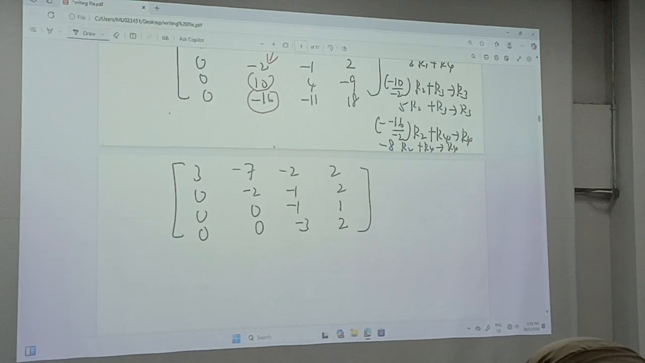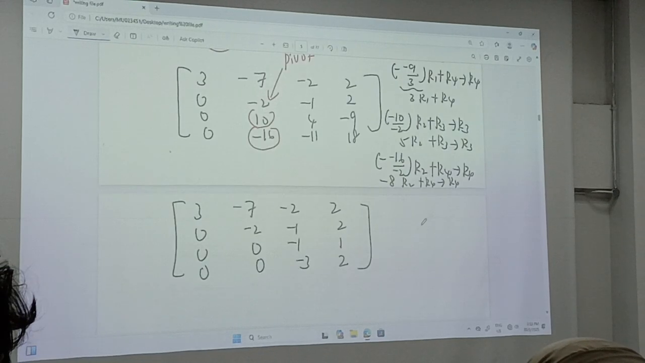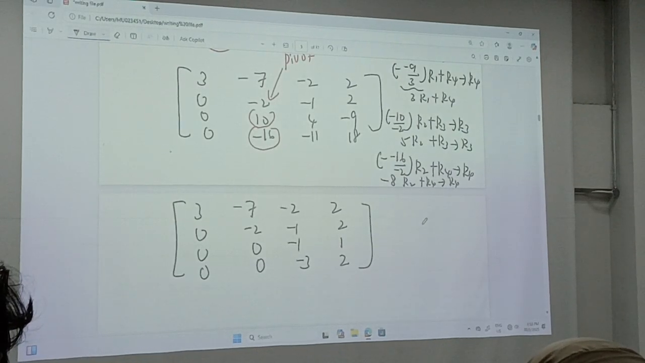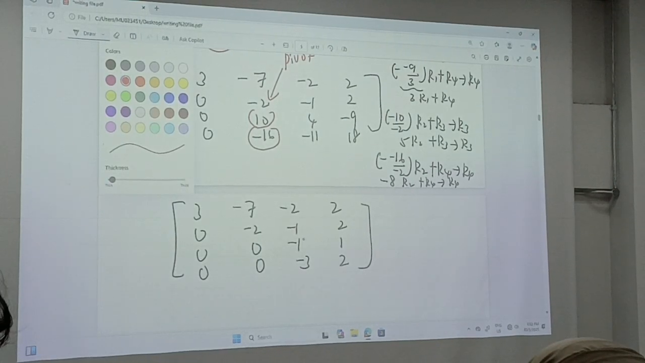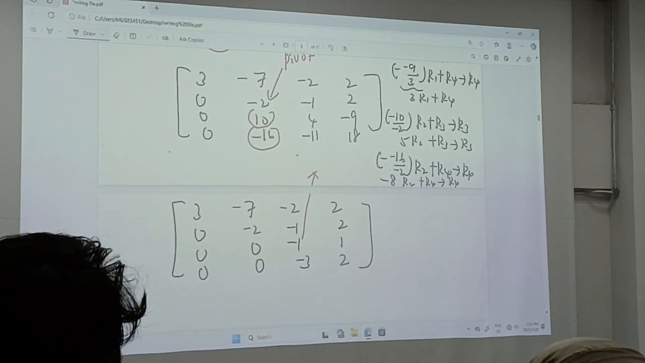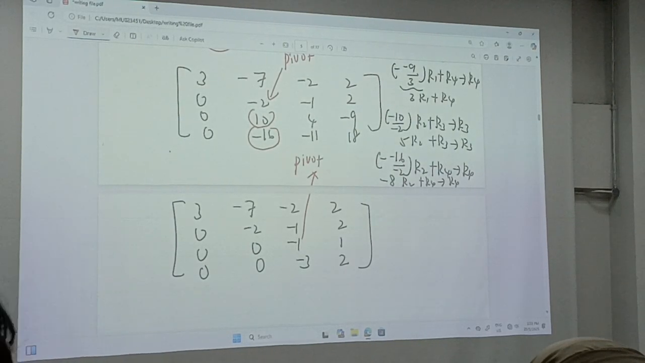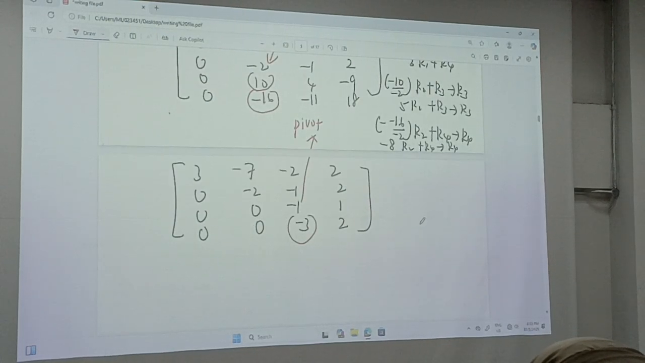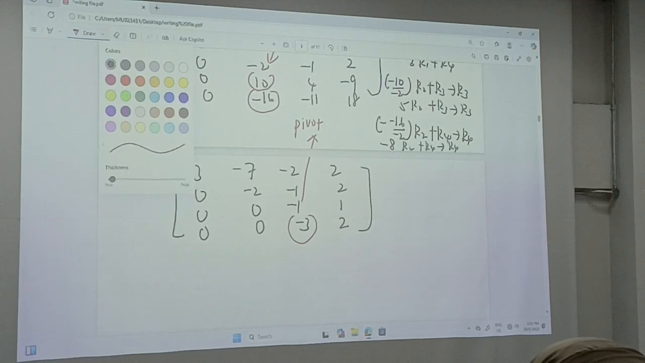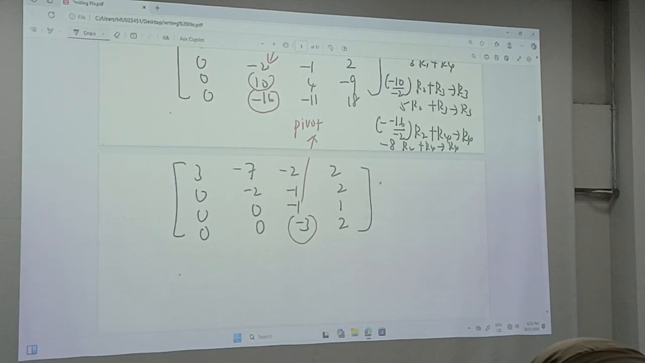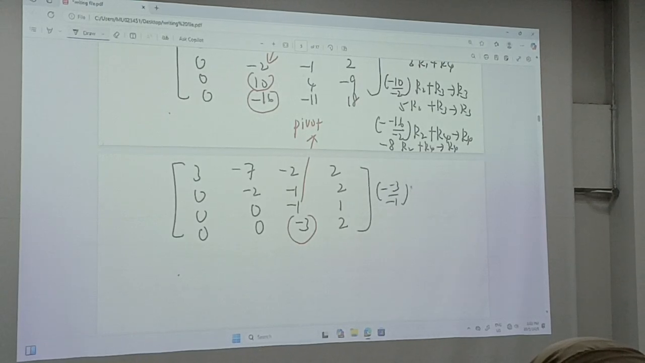Okay, move on to the third column. So in the third column, what is the pivot value now? Yes, negative 1. So turn negative 3 to 0. Negative elimination element over pivot, times pivot row R3, plus elimination row R4, produce a new R4.